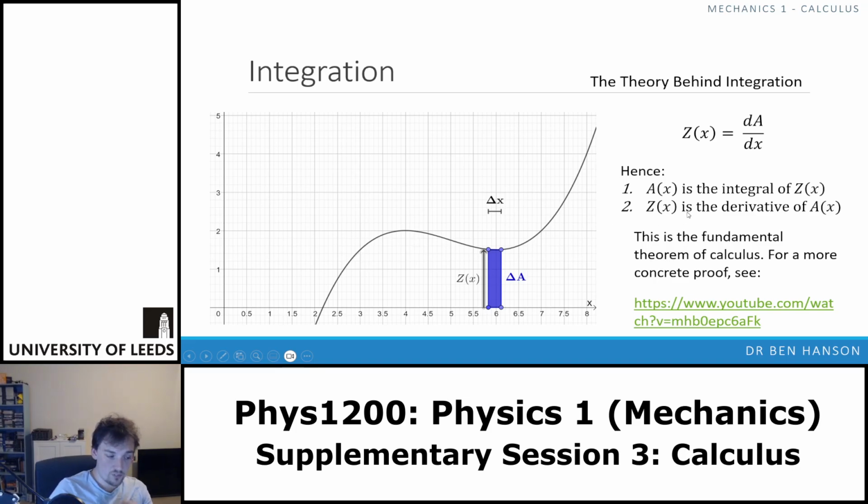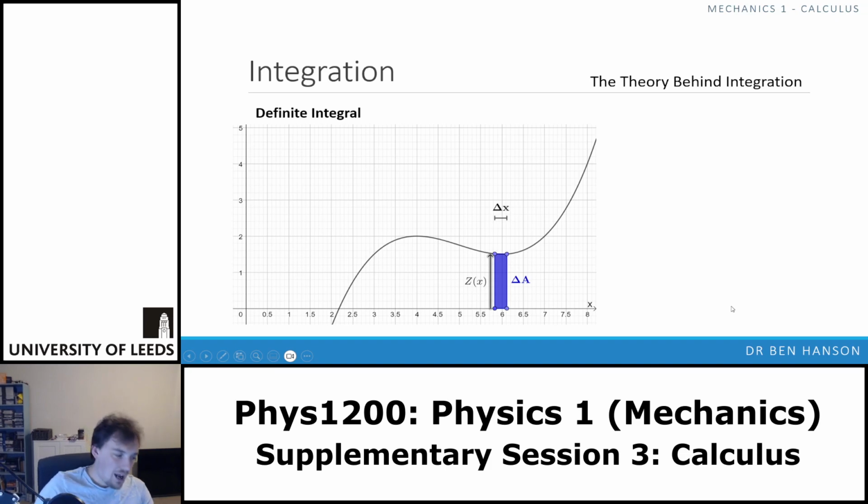The proof that integrals, as defined as area under the graph, and derivatives, gradients of graphs, are effectively the opposite of each other is the fundamental theorem of calculus. It's proving that areas under graphs and gradients of graphs and graphs themselves are all related to one another. Super important. For a more concrete proof of this, have a look at this YouTube video. It's pretty interesting. But here's the basic understanding of it.